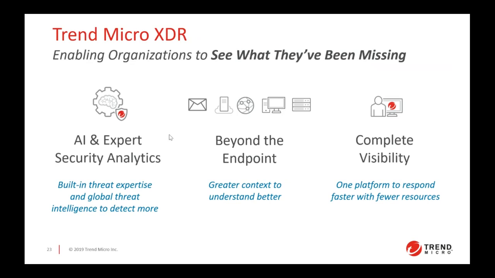This way, Trend Micro XDR enables organizations to see what they have been missing. We are beyond the endpoints. We are into the network, into the cloud workloads, and email. Everywhere we are doing the detection and response. So there will be greater context to better understand, along with AI and expert security analytics. There is built-in threat expertise and global threat intelligence, which will detect more, with complete visibility. One platform to respond faster with fewer resources.